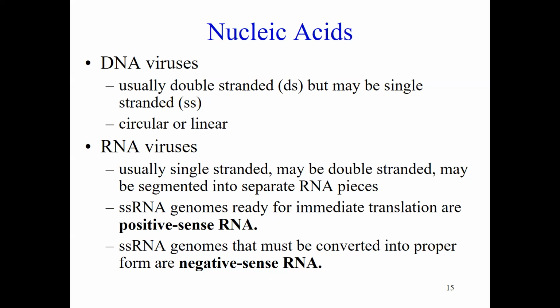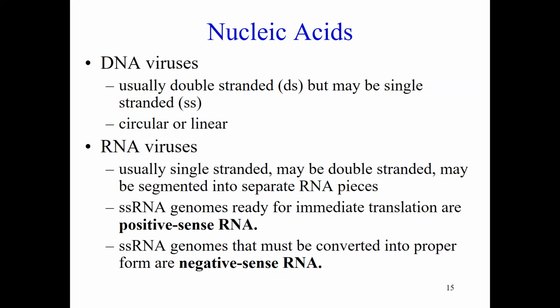So a good rule of thumb is if you have no idea about the genome of your virus, or if you know the genome type but you don't know if it's double or single: if it's DNA, choose double. If it's RNA, choose single. You will get some of them wrong, but you'll get the majority of them right. Okay.